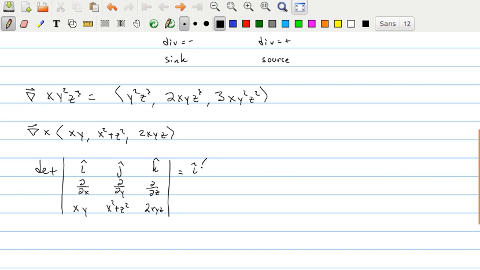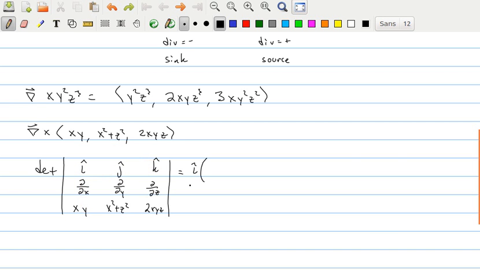So this will be i times, well, now we cover everything in the same row and column as the i. That leaves us with this 2 by 2. Now to evaluate this 2 by 2, we do that cross multiply trick. We're not really multiplying though. This is saying apply the partial derivative with respect to y to this entry. So when we think of cross multiplying here, it's the partial with respect to y of 2xyz minus the partial with respect to z of x squared plus z squared.